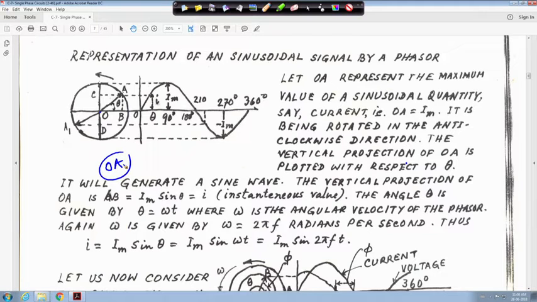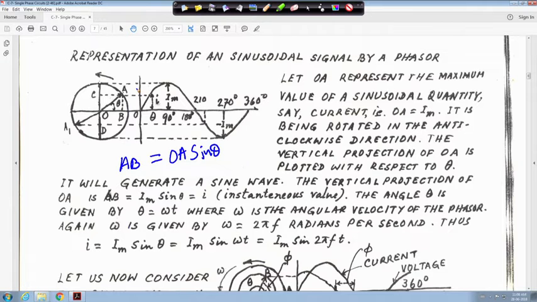It is at this position and it is rotating in the anticlockwise direction. In that case, if you take the vertical projection, that is AB, AB is equal to OA sin theta. That means AB is the vertical projection. OA is the maximum value of a sinusoidal quantity.